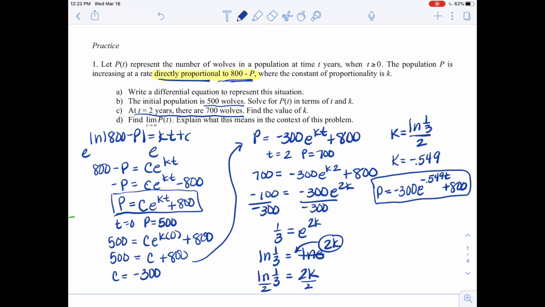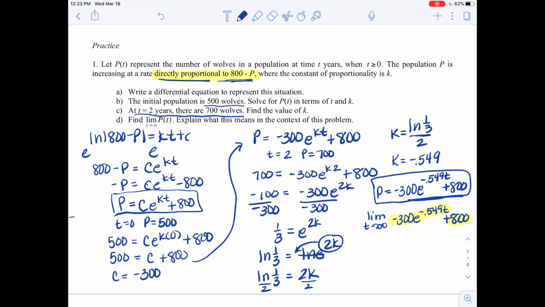Find the limit as t goes to infinity of p of t and explain what it means in the context of this problem. So we're doing the limit as t goes to infinity of this whole expression, negative 300 e to the negative 0.549t plus 800. Now if you remember, when you're working with limits, if you are adding or subtracting, you can take the limit of each part individually. So I'm going to take the limit as t goes to infinity of that negative 300 e to the negative 0.549t. Forget the negative 300 for just a second.